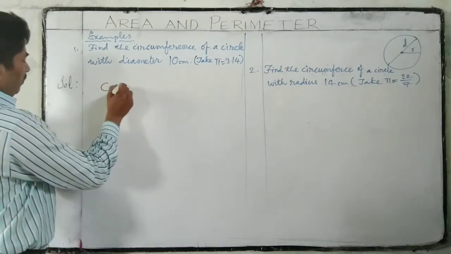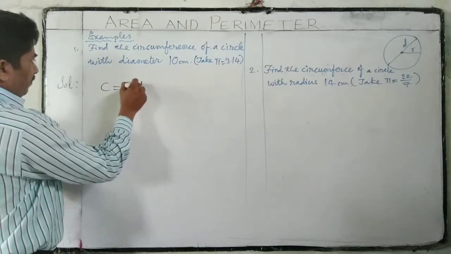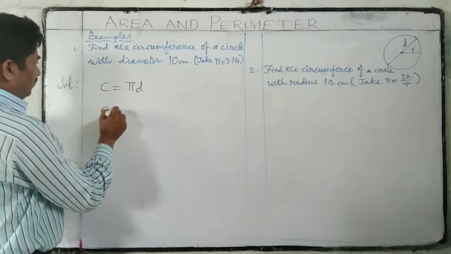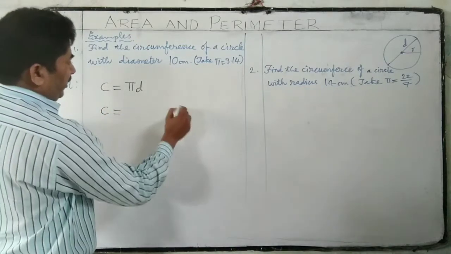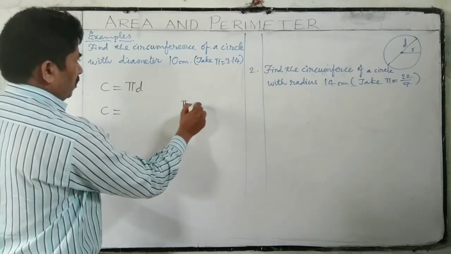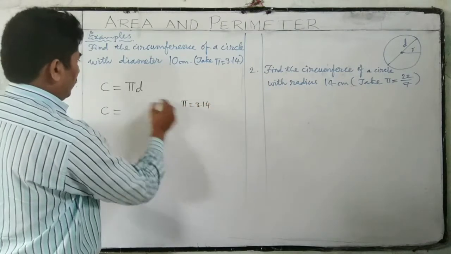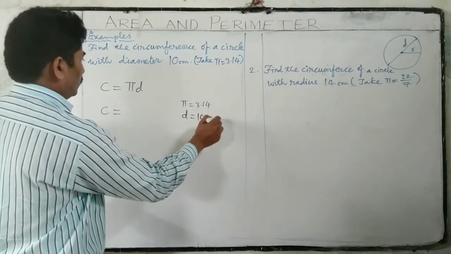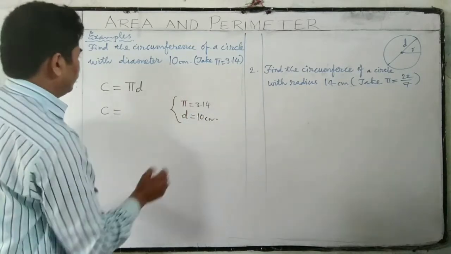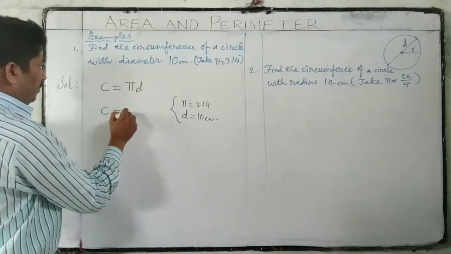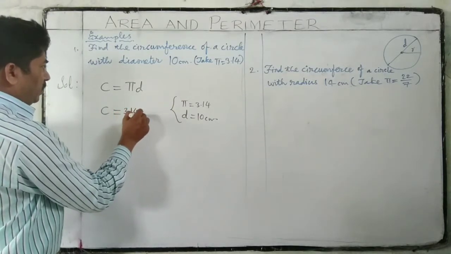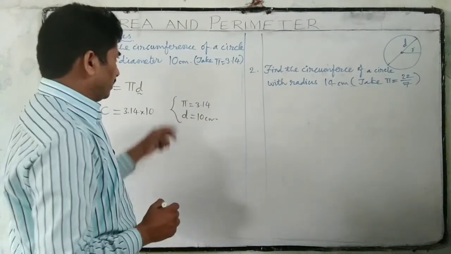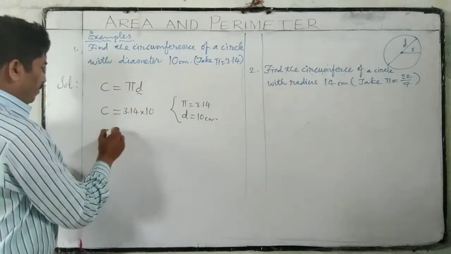Circumference C is equal to pi d if given diameter. C is equal to pi is given 3.14 and d is also given 10 centimeters. So these are given. Pi 3.14 into d 10. We have substituted given values in this formula.